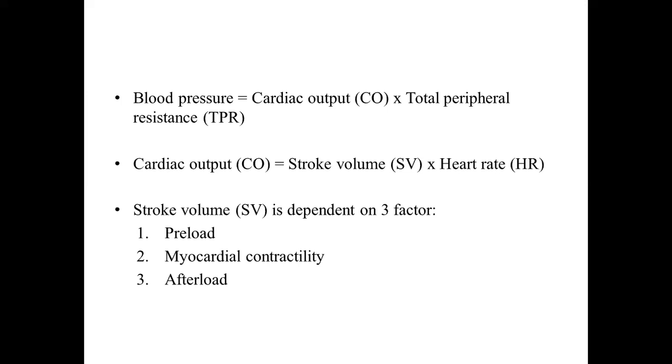Also, conditions associated with hyperdynamic circulation, like anemia, like pregnancy, and like thyrotoxicosis. These three conditions are associated with hyperdynamic circulation. In these conditions also, there is increased preload with the hyperdynamic circulation. And these conditions are associated with high output heart failure. The term high output heart failure is usually applied to these three conditions. These are the commonest causes of high output heart failure: severe anemia, pregnancy, and thyrotoxicosis.